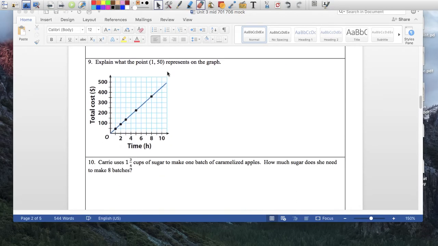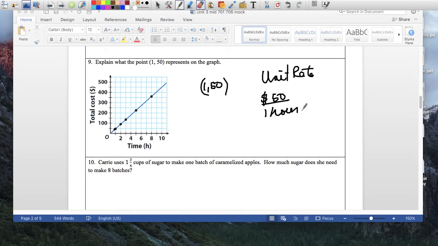Explain what the point (1, 50) represents. Well, let's find out where that is. (1, 50) is this point right here. You go 1 and then up 50. So (1, 50) is actually the unit rate, because it represents $50 in 1 hour. That's what this point represents right here. Remember that the first value is your x value and the second value is your y value. Can't forget that.